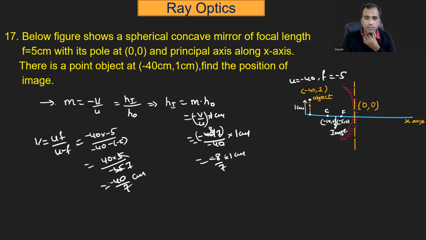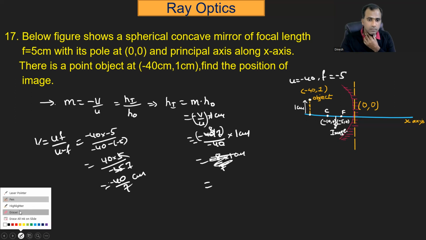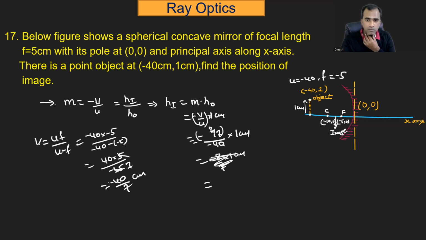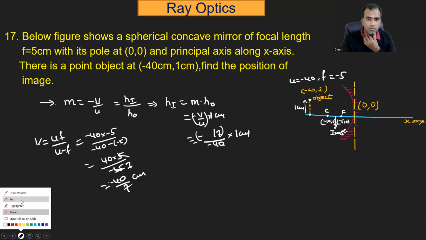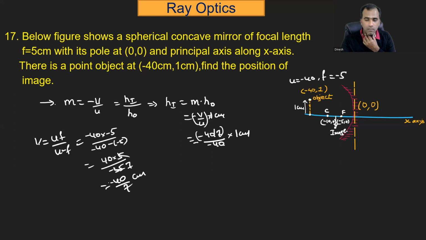Okay. So 40 gets cancelled, minus gets cancelled. It is minus 1 by 7 into 1, which is minus 1 by 7 centimeters.